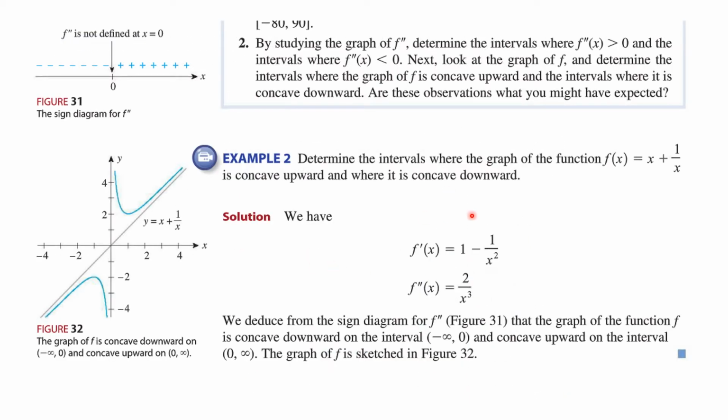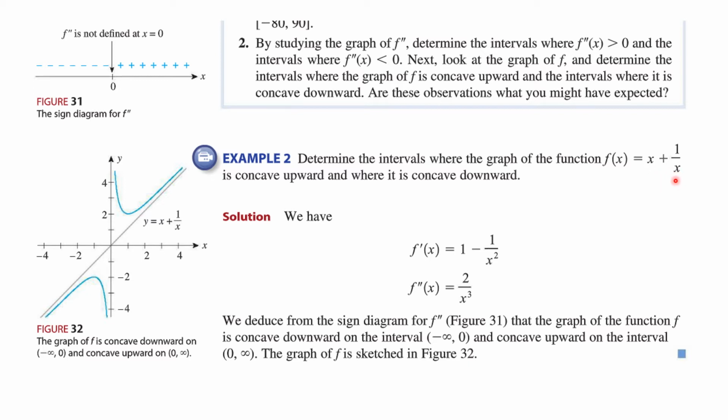Let's look at another example. This is another function we've studied before. y equals f of x equals x plus 1 over x. And we want to know where it is concave up and where it is concave down. Now we should note at the outset that x equals 0 is not in the domain of f of x. And in fact, the graph will show that.